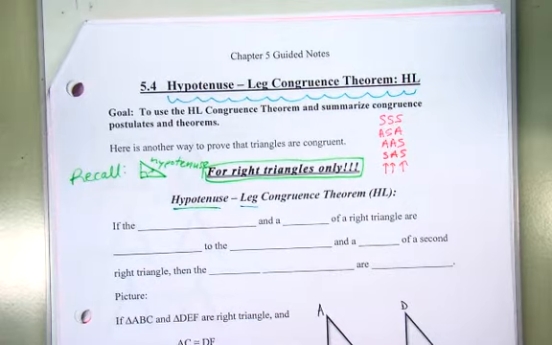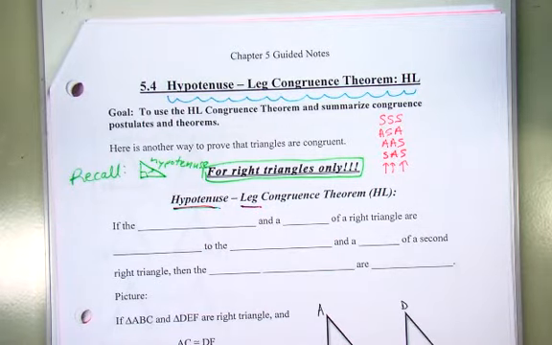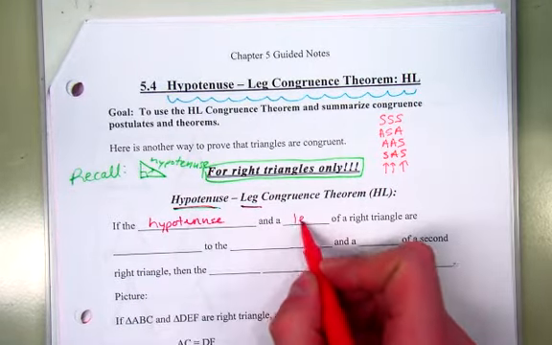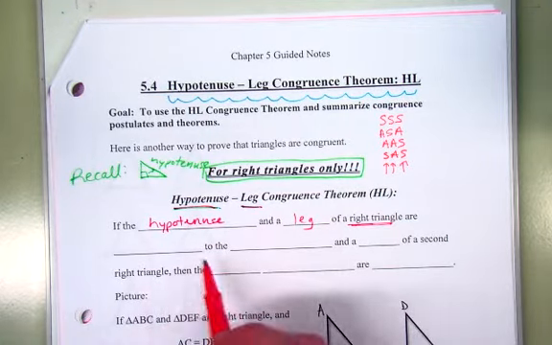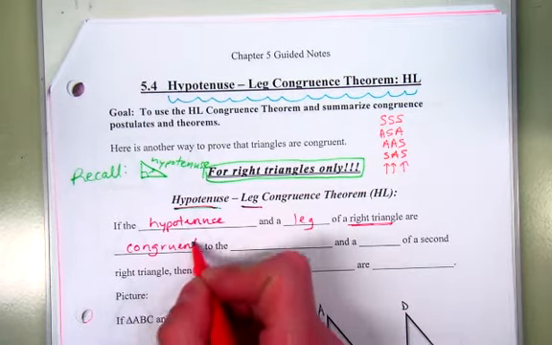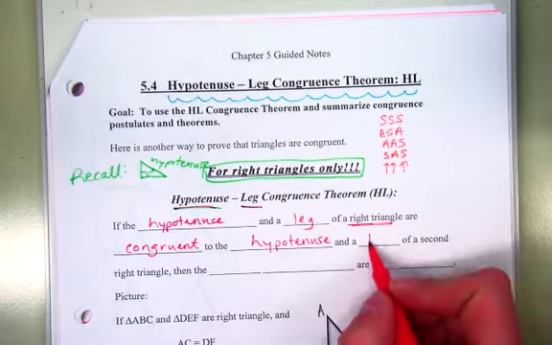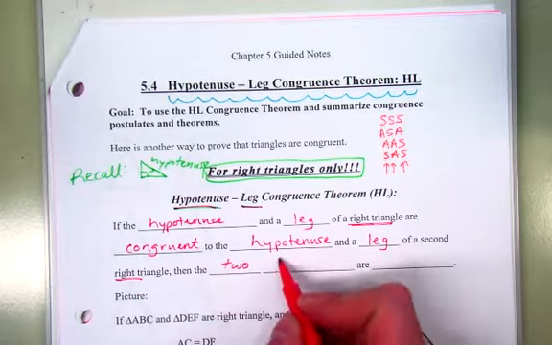So our main rule is going to be, if we have two congruent corresponding hypotenuses and legs, then we'll have congruent triangles. So if the hypotenuse and a leg of a right triangle, again, we're going to have a right triangle, if the hypotenuse and the leg of a right triangle are congruent to the hypotenuse and leg of another triangle, then we can say the two triangles are congruent.